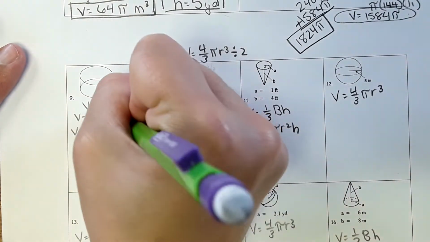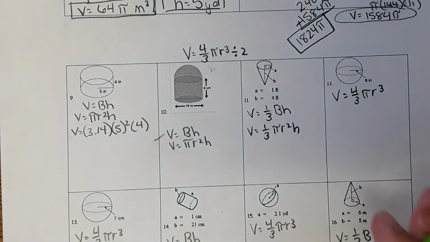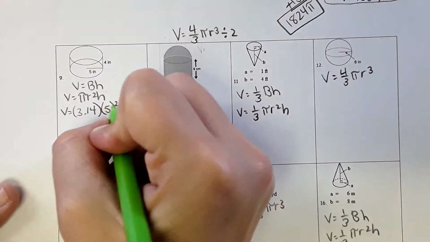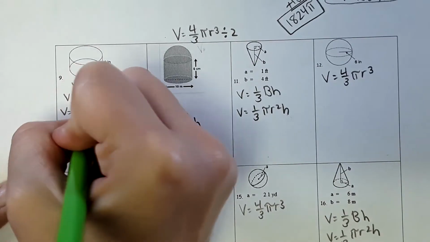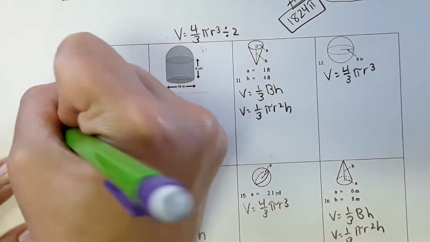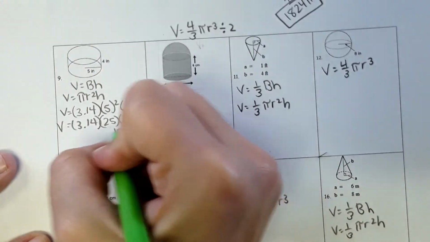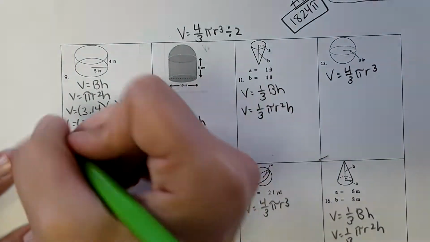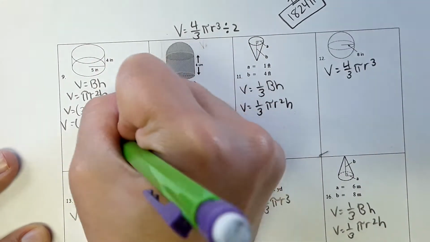Radius is 5 squared, and then the height is 4. So from here, we need to follow order of operations. So square the 5 to get 25. Bring everything down. Then in a calculator, you could multiply these three numbers. Or you might recognize that 25 times 4 is 100. And 3.14 times 100, you could just move the decimal over 2 spots to get volume equals 314 inches cubed.